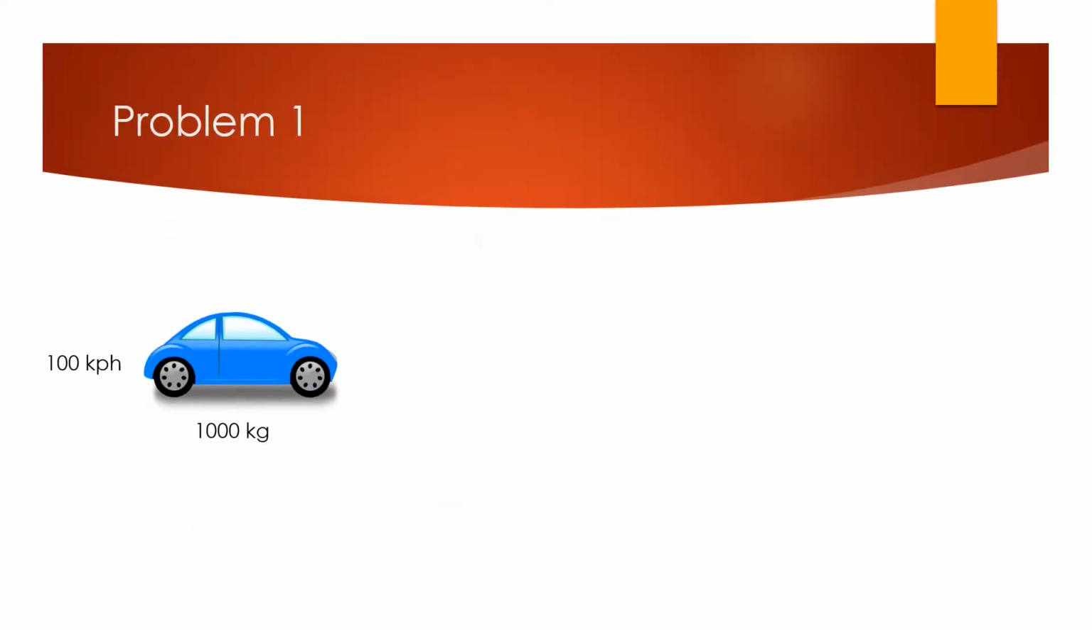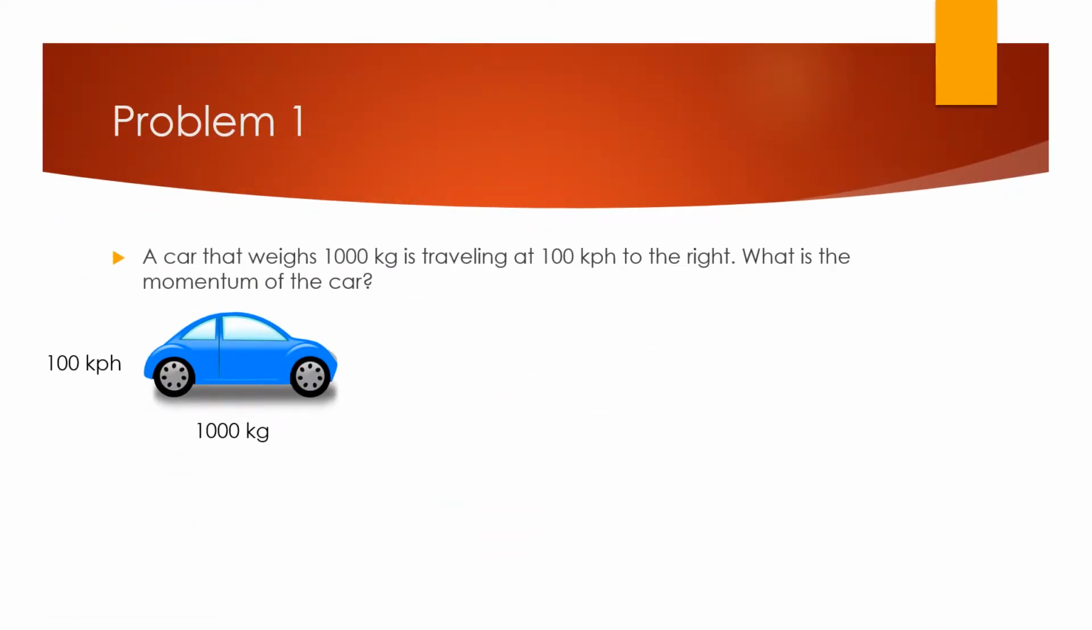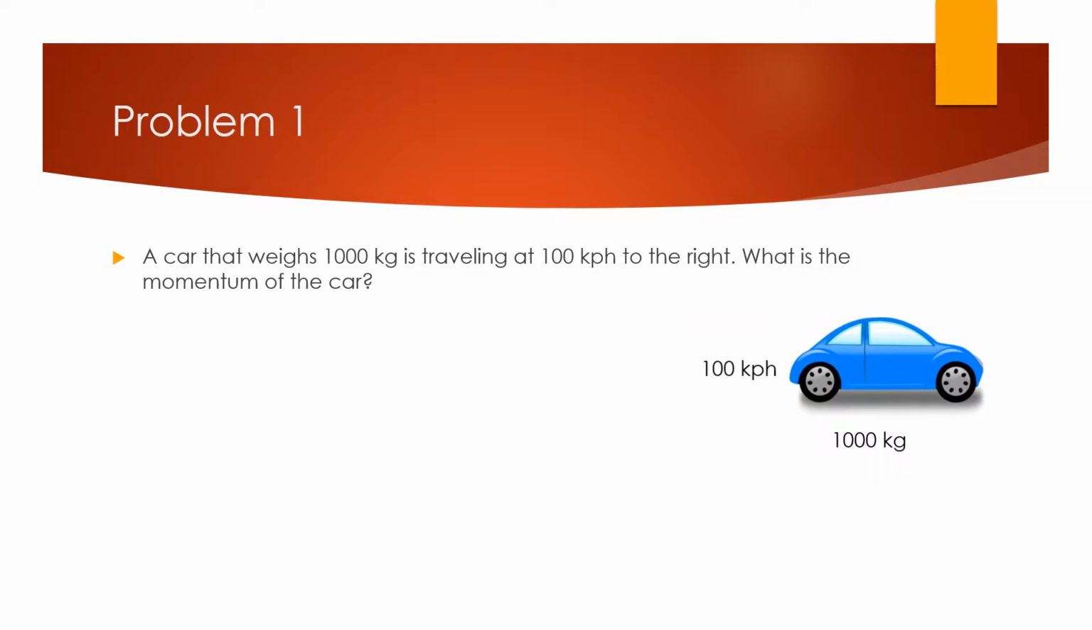A car that weighs 1,000 kilograms is traveling at 100 kilometers per hour to the right. What is the momentum of the car? Well, we have our mass, 1,000 kilograms, and we have our velocity, which is 100 kilometers per hour. However, we need to convert kilometers per hour to meters per second. Rounding to the nearest tenth, our speed should be 27.8 meters per second.